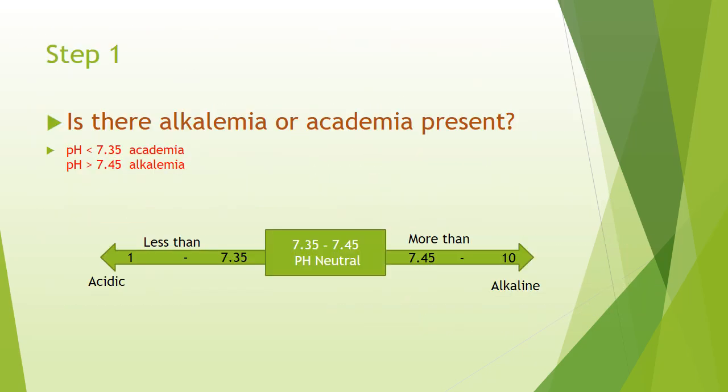The first thing we have to look at in the VBG or ABG result is whether the patient's blood is alkaline or acidic. For that we have to look at the pH. If the pH is less than 7.35, it is acidic. If the pH is more than 7.45, then it is alkaline. So the blood should always have a neutral value of 7.35 to 7.45, that means not acidic, not alkaline.